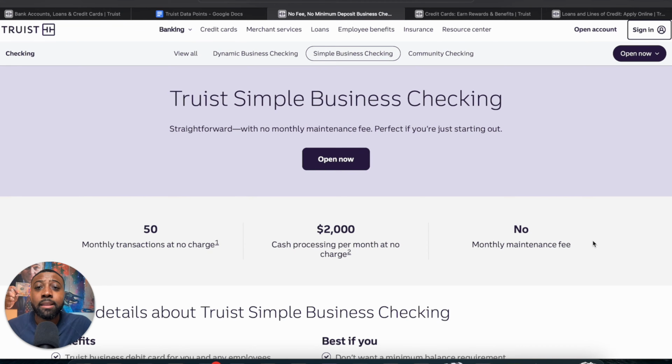So as I was saying, the business bank account, in my opinion, you do want to go ahead and have this so you can make your approval odds even better.